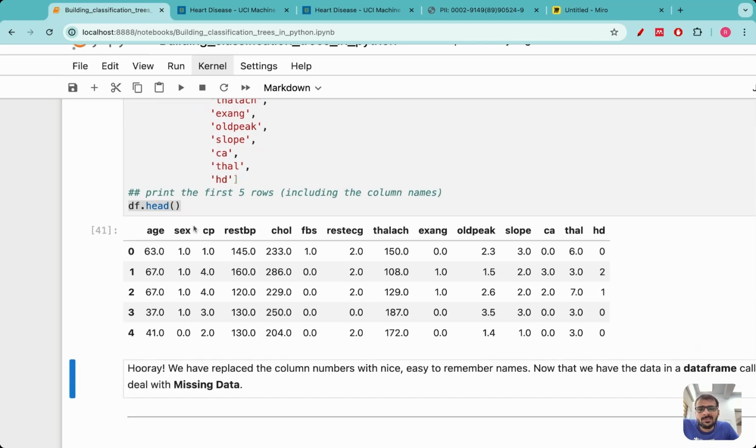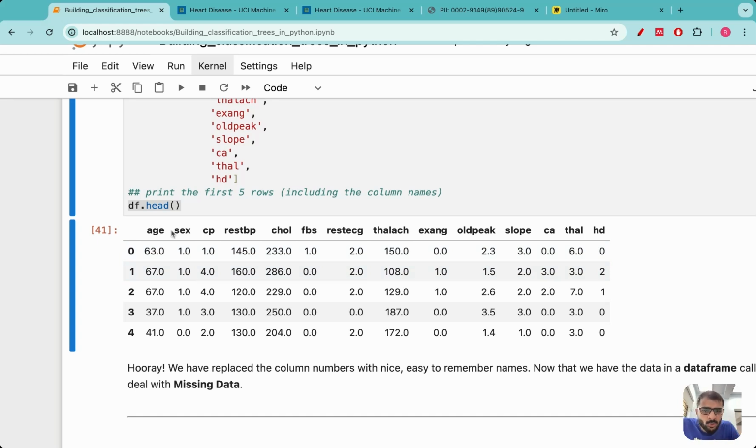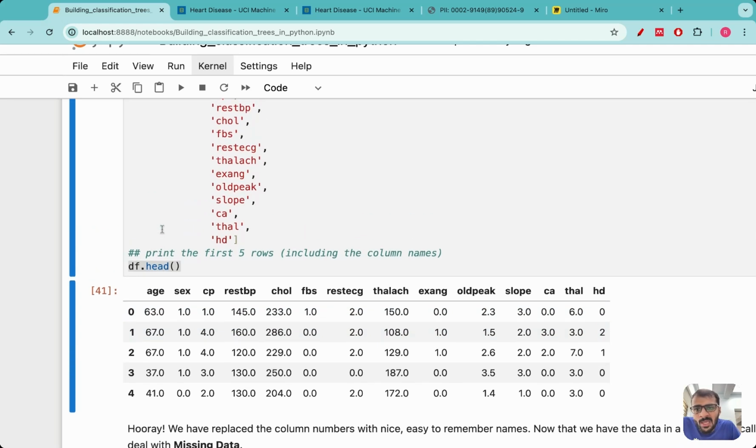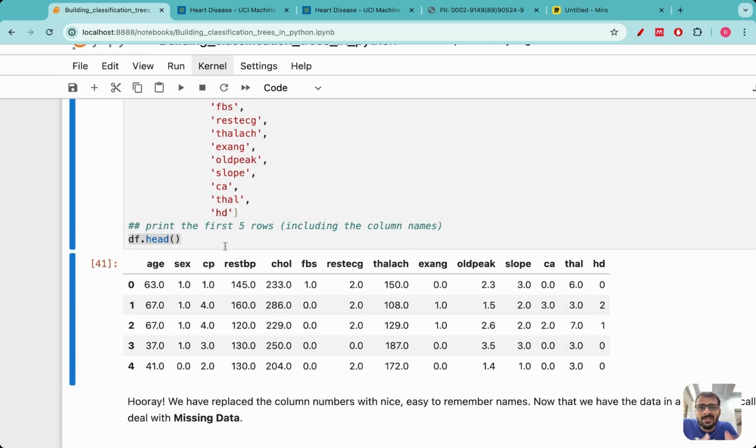If you run this, you will see that now the table has been updated. All the values, of course, remain the same, but the title of the column is now not 0, 1, 2, 3, 4. It's what we have defined over here. So this makes it actually much easier to manipulate the data.